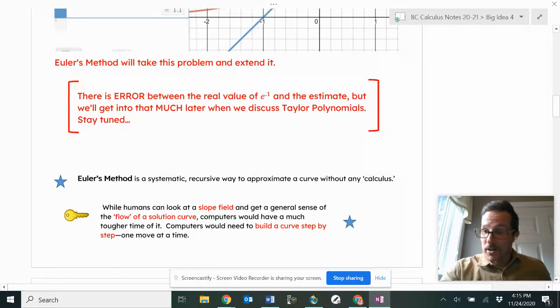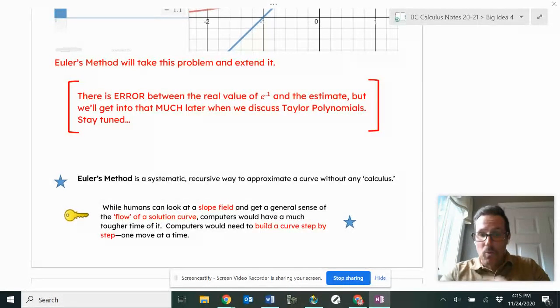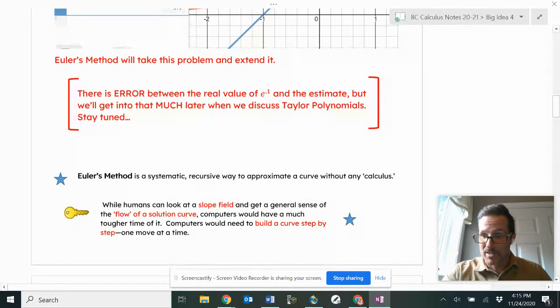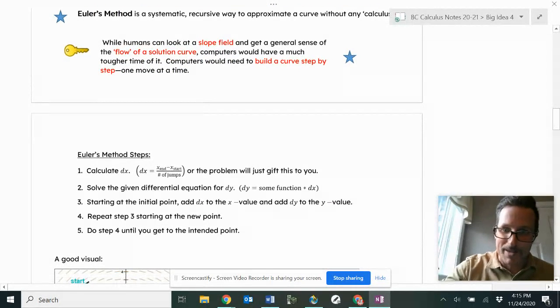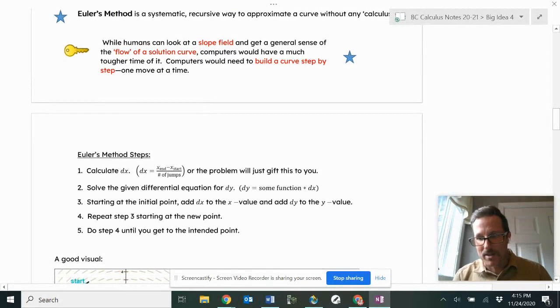We're going to be building curves one step at a time. That's what Euler's method is going to be doing: a systematic, recursive way to approximate a curve by using straight lines. That's the gist of what Euler's method is about. So let me show you exactly what's going to happen. Here are the steps. It looks kind of ugly, but you're going to see some examples, and you'll see how easy it actually is. First thing you're going to do is calculate the width, the change in x, dx.